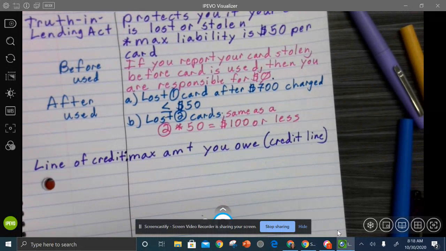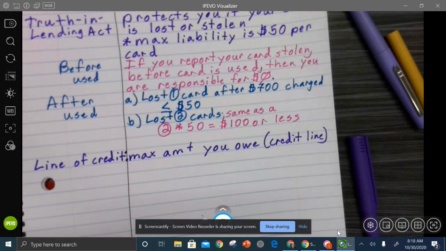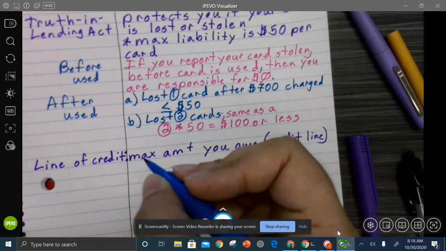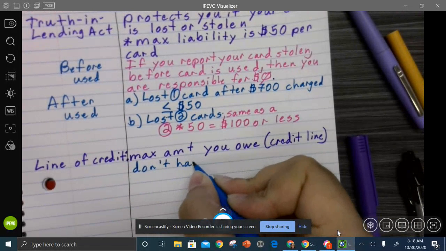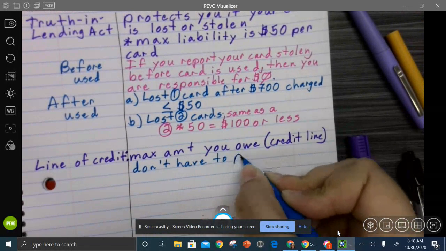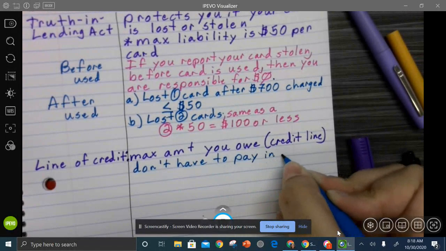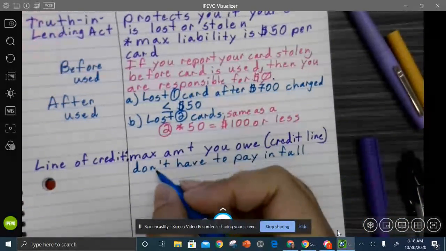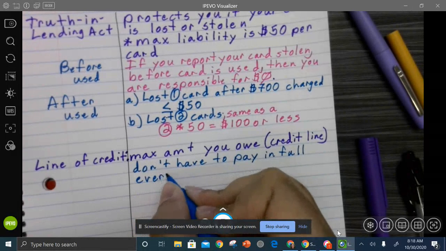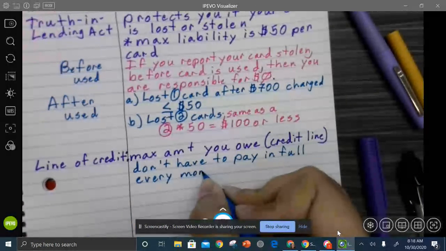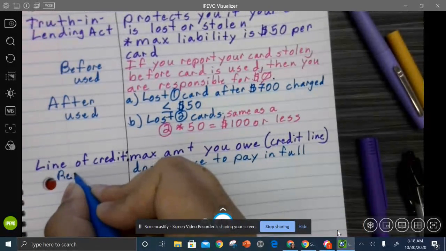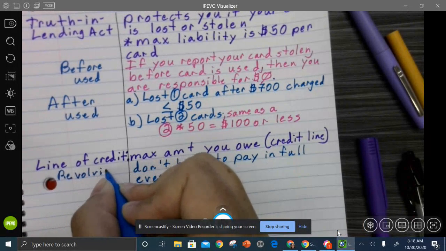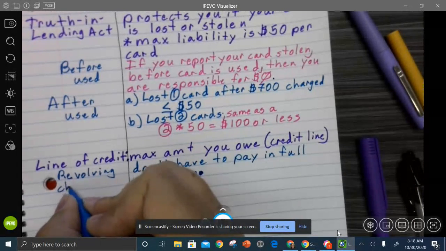Credit cards are revolving lines of credit, which means that you don't have to pay in full every month. So that's called a revolving charge account.